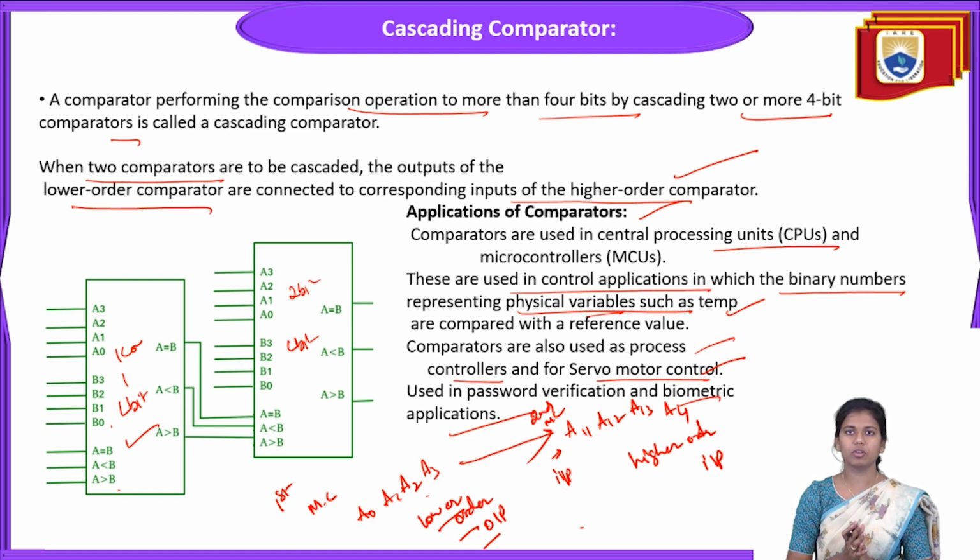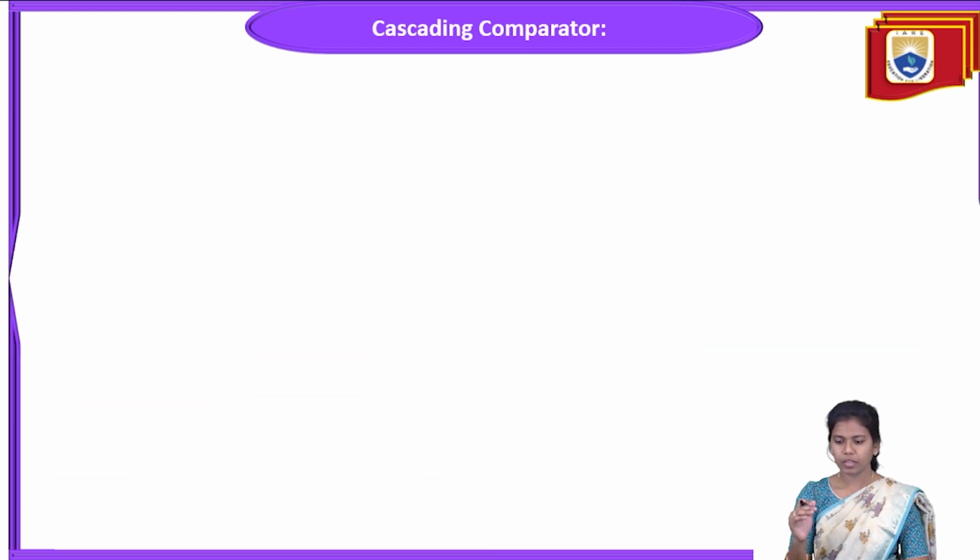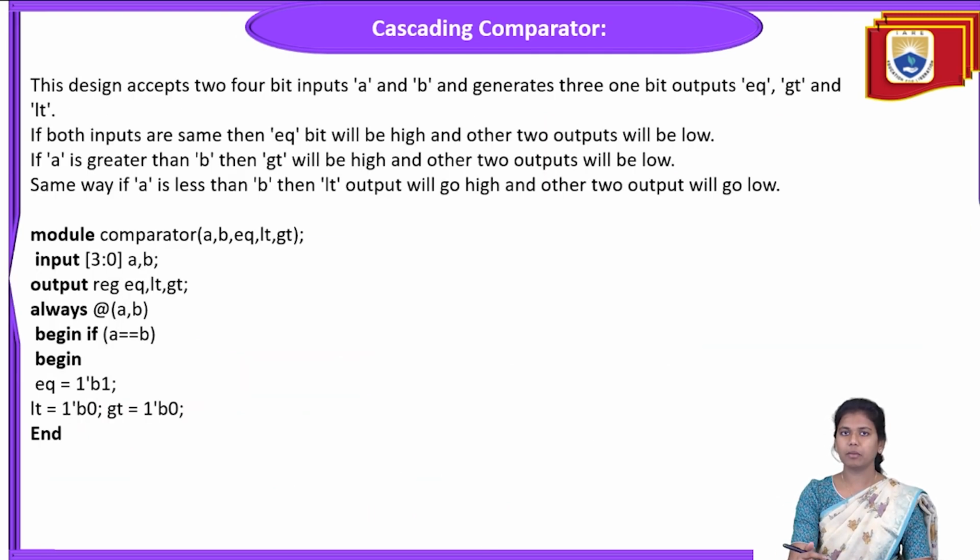So this is all about the magnitude comparator. Coming to the designing part, all the examples that we have considered till now, now we have to see in gate level modeling how this magnitude comparator is developed using gate level modeling.